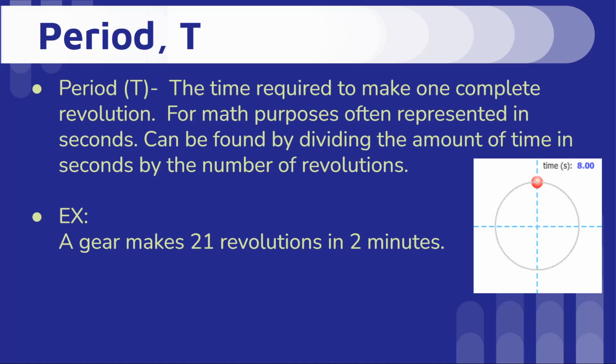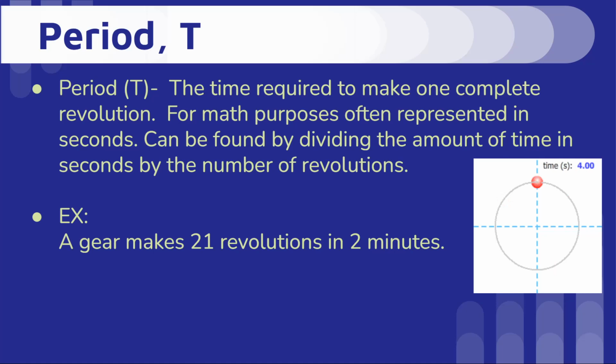All right, so period was in my equation for tangential velocity, so here is your definition. The period is the time required to make one complete revolution. For math purposes, we often represent this in seconds for the examples that we're going to be dealing with. Seconds is pretty common to see because we usually want our velocities in meters per second. So it's helpful to have our period in seconds. You can find the period if it's not given to you. Sometimes instead of saying the period is 4 seconds, they'll say the object makes 21 revolutions in 2 minutes.